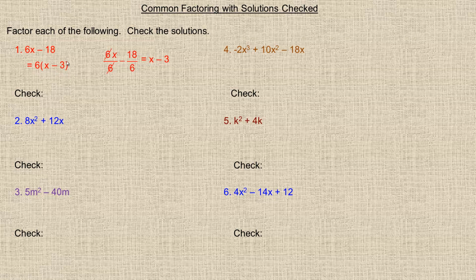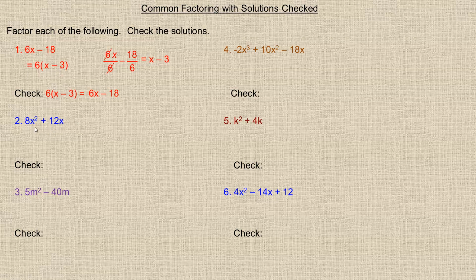So to check it, we expand this out and we should end up with 6x minus 18. So this is my 6 times x minus 3 in brackets. So 6 times x would be 6x. 6 times the negative 3 is minus 18. This is exactly the same as what we started with, so that factoring should be correct.